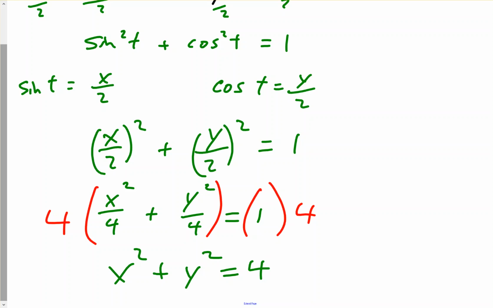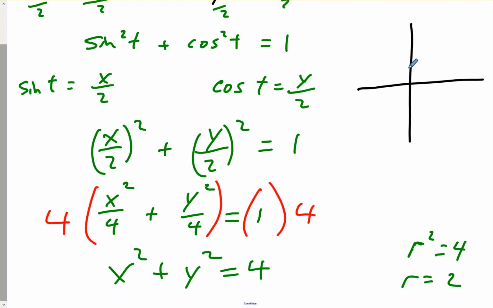So again, this would be my circle centered at the origin. My r squared would be 4, so my radius then would be 2. Okay, so I would graph this. It's centered at the origin, so I have a radius of 2, so I'll go 2 in each direction.